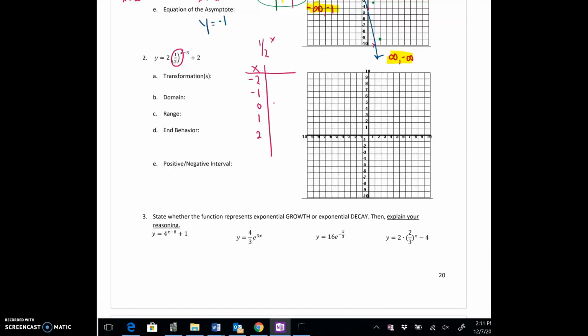So 1/2 to the 0 power is 1, 1/2 to the first power is 1/2, 1/2 to the second power means 1/2 times 1/2, which is 1/4. So as you can see, I'm dividing by 2. And then since g is 1/2, this is decay. This will be the shape. It's getting smaller and smaller.